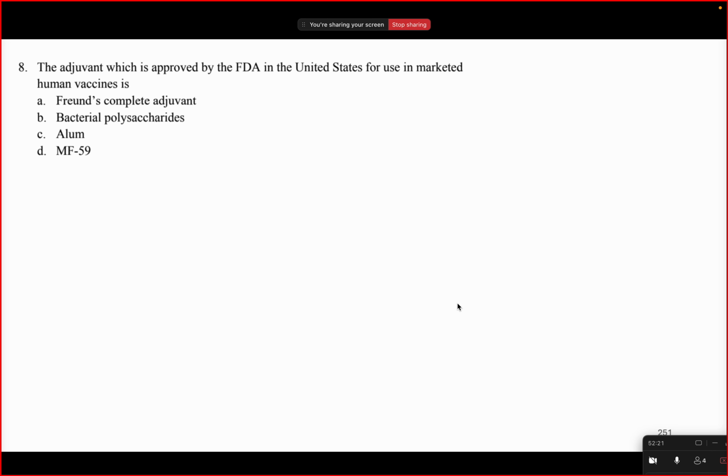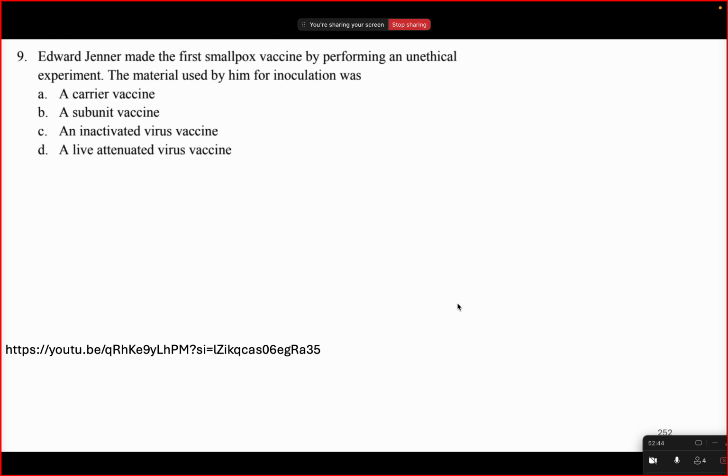The adjuvant which is approved by the FDA in the United States for use in market human vaccine is Freund's complete adjuvant, bacterial polysaccharide, alum, or MF59. It's the simplest thing which we have, it's the alum.